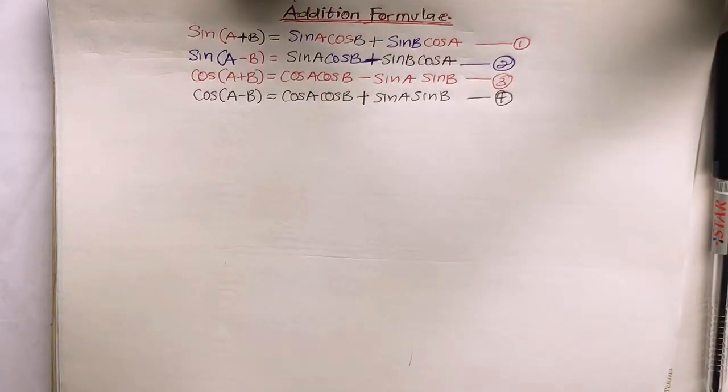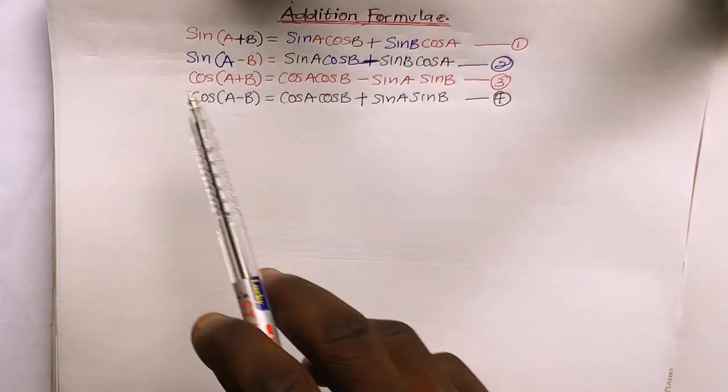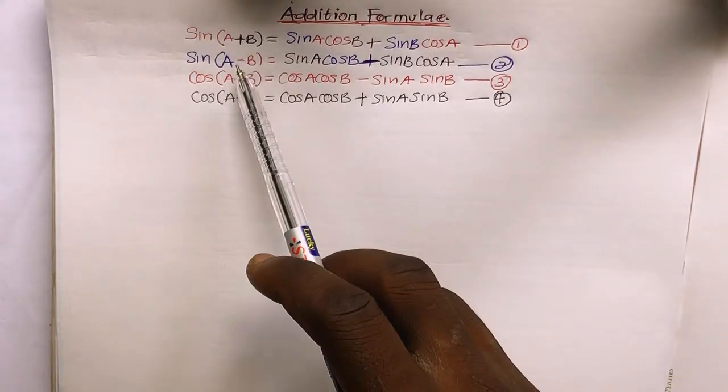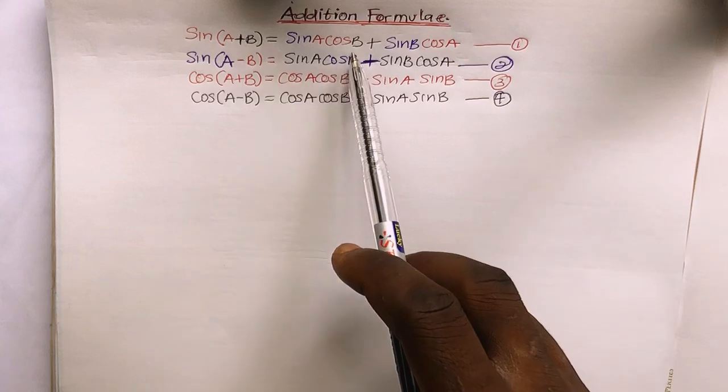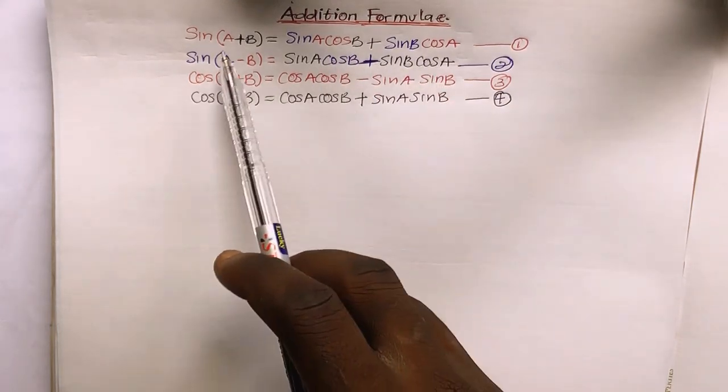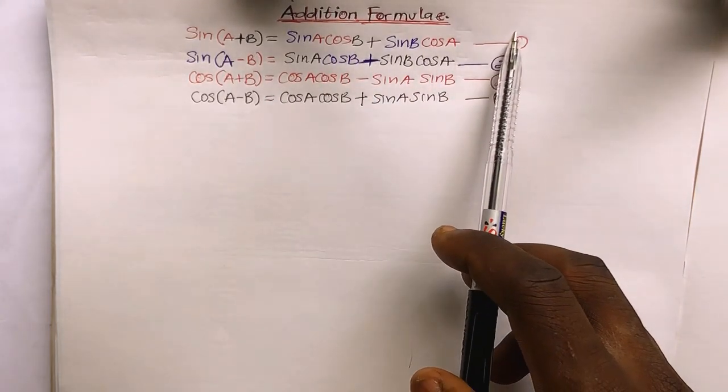Hi friends, in this video I'm going to introduce you to the addition formula. Under the addition formula, we have four basic formulas. The first one is sine(A + B), which is taken as sine A cos B plus sine B cos A. This is the first identity under the addition formula.